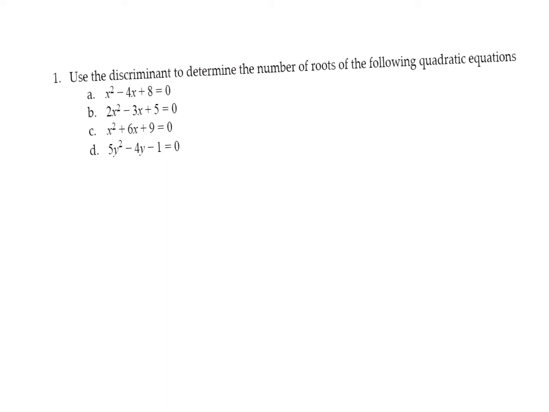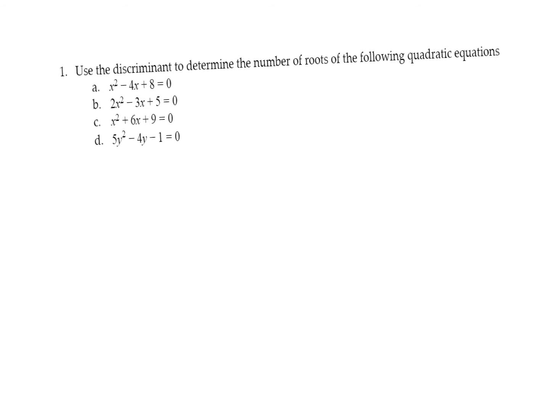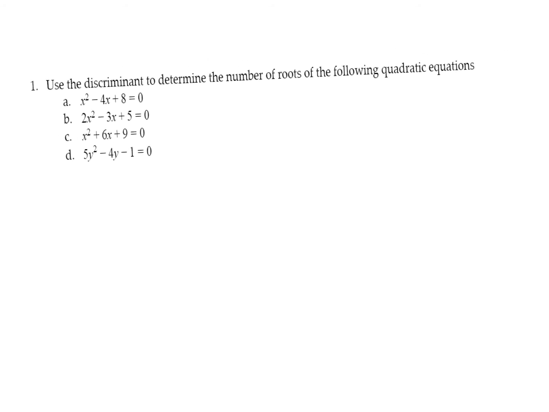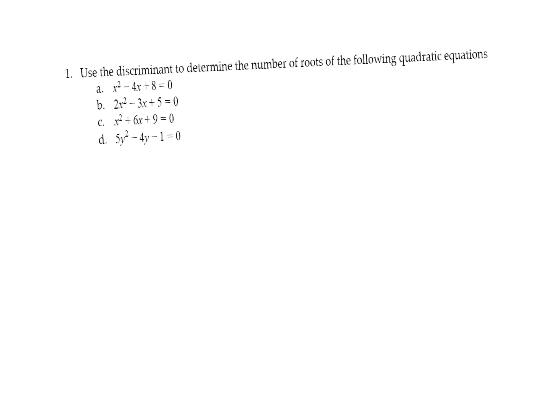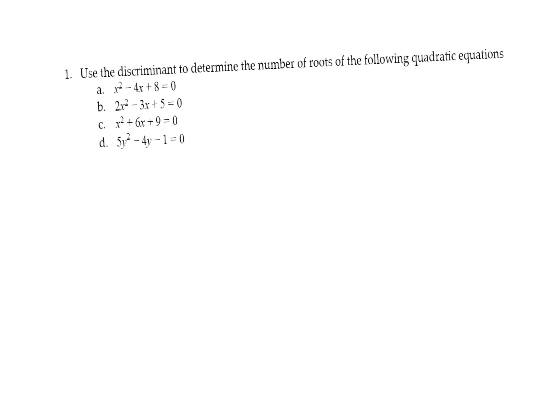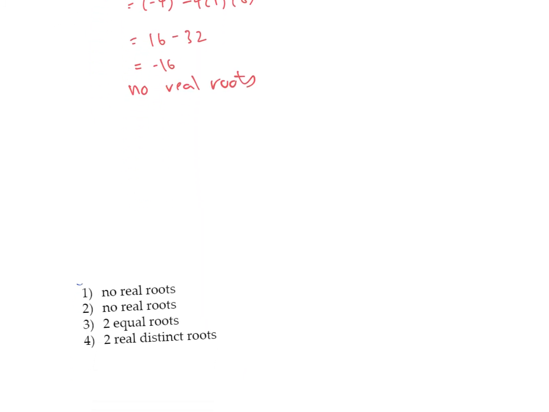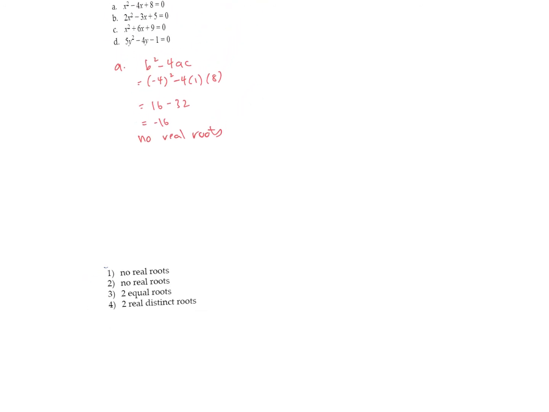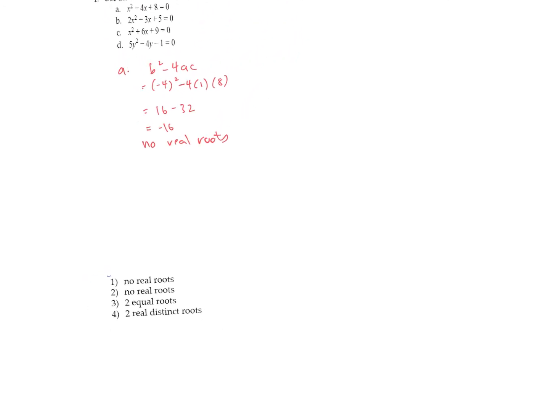So in this question, you're just looking for the number of roots using the discriminant. I don't know if I can turn this around. A little bit sideways. So let's just do the first one. So all we're doing is b squared minus 4ac. Don't forget to put brackets if it's negative. A is 1, c is 8. That's 16 minus 32, which is negative 16. So that tells me that there are no real roots. And then the answers are just at the bottom here. Okay, so you can try those.